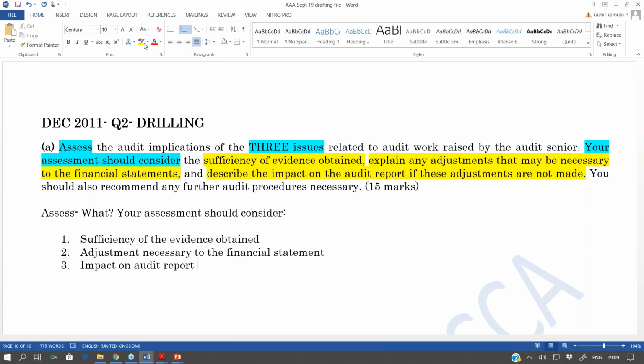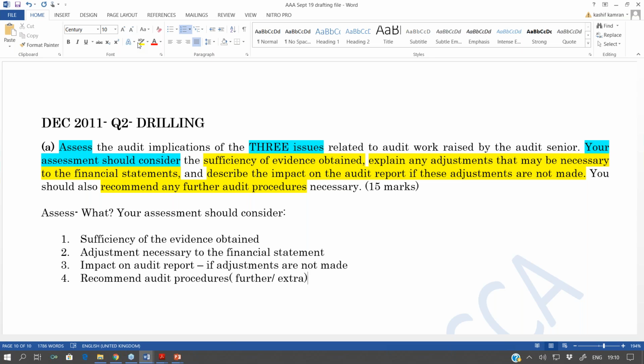So impact on the audit report, if adjustments are not made. And the final thing the examiner is asking, you should also recommend any further audit procedures. So you need to recommend audit procedures. Which audit procedures? Further. Further means the ones given in the case, you will not do them. Further means extra procedures.